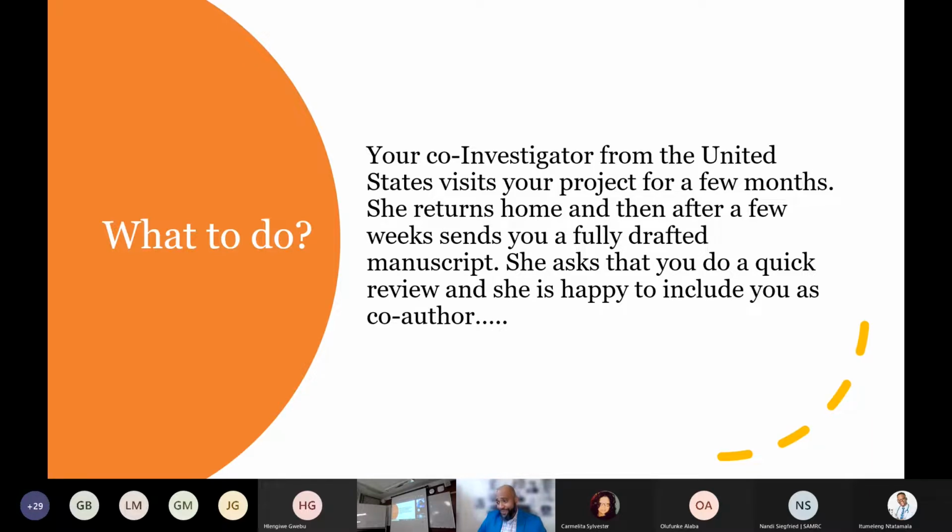So you have this joint project with a co-investigator from the United States. The co-investigator visits you for a few months and returns to the United States, and after a few weeks sends you a fully drafted manuscript. And she asks that you do a very quick review and that she is happy to include you as a co-author on this manuscript on a project for which you are PI and that you are jointly implementing. What would you do? Again, I'm okay with awkward silence, so I'll wait until somebody intervenes.